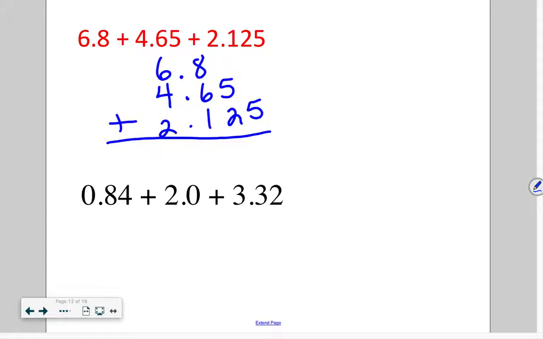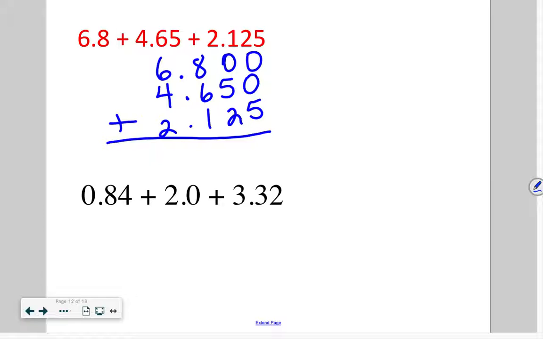Now, 2 and 125 thousandths had how many numbers behind the decimal point? 3. Shouldn't they all then have 3 numbers behind the decimal point? So what can I add behind each of them? 0. So I'm going to have to add 2 zeros to 6 and 8/10 and 1 zero to 4 and 65/100. Add your zeros. Go ahead and add.